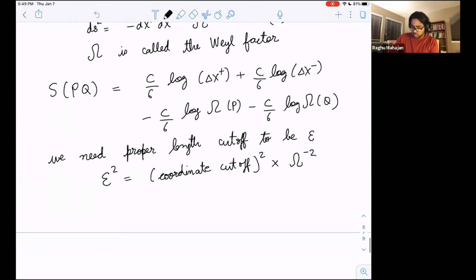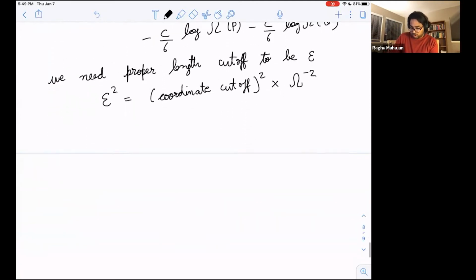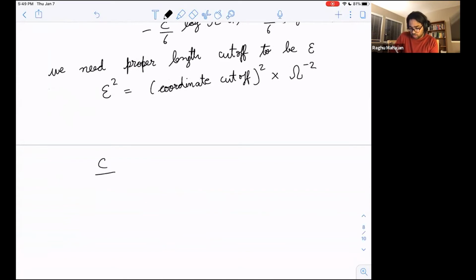So essentially, let me just write that out more explicitly. We have c/6 times, let me put it here, 2 log L. And the point is here, we have to put the proper cutoff. So that translates to omega times something fixed. So then you see how the minus log omega arrived in the previous equation.